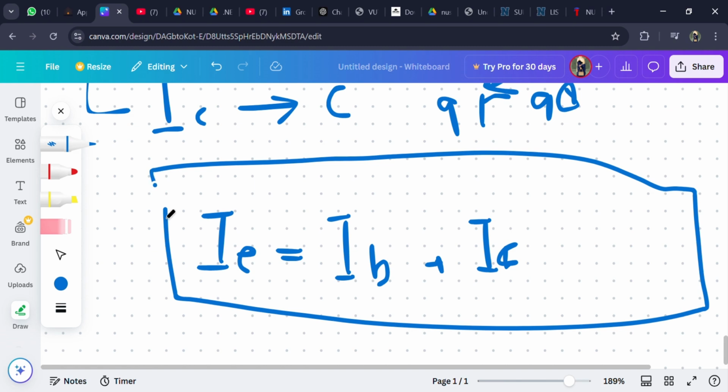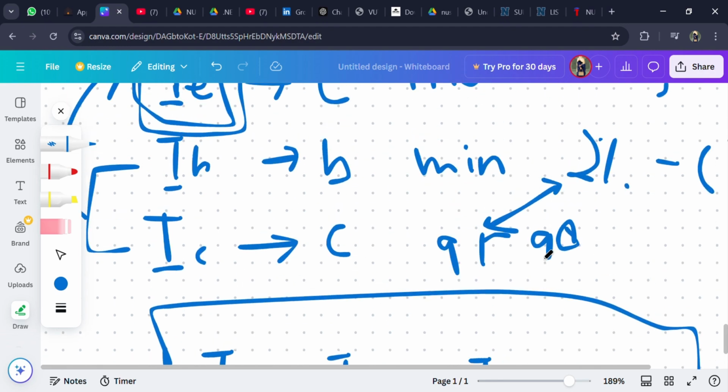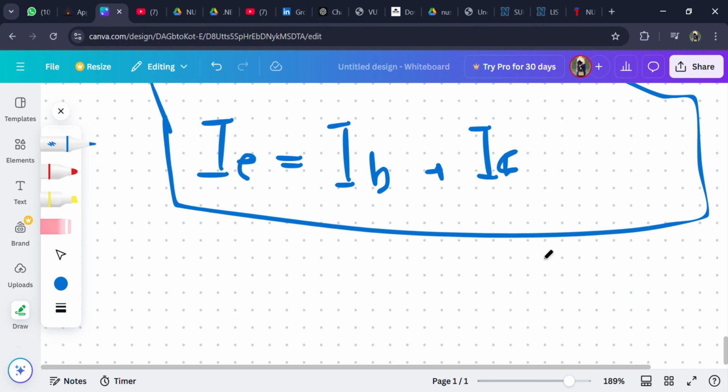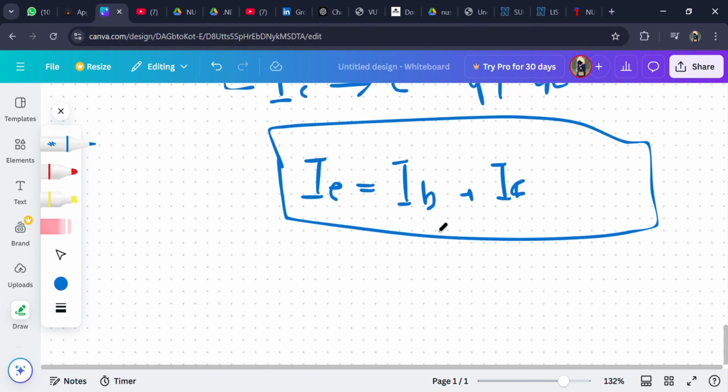This is the most important equation that you need to keep in mind to study the operation of the current. From tomorrow, we'll get into more depth, and we'll see how this IB is related to alpha, and how this IB is reacting with electrons. We'll cover this in an upcoming video.